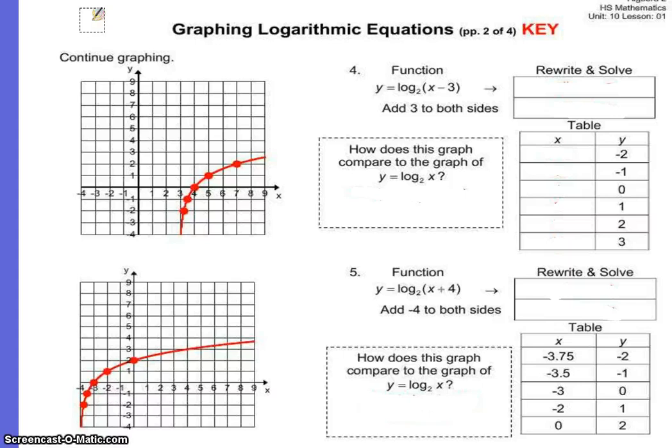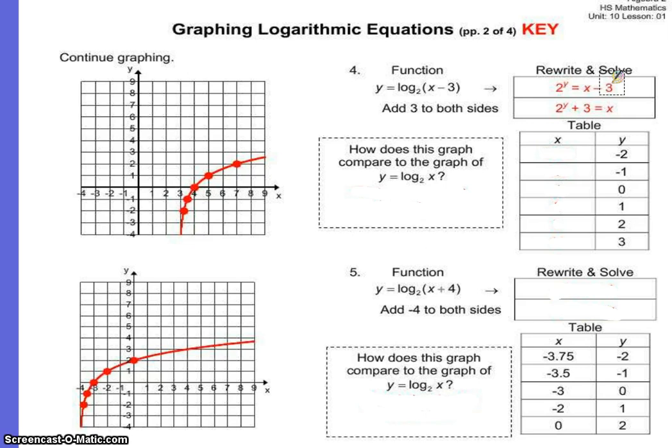So now I'm looking at number 4, I want to graph these. Now these look a little bit different because now I have an argument that is x minus 3, correct? I have two parts to my argument. So if I rewrite this, what will that look like? I know I'm going to have 2 to the power of y equals x minus 3. And I would solve that as a normal equation. I would get x by itself. So to get x by itself, I have 2 to the y power plus 3.